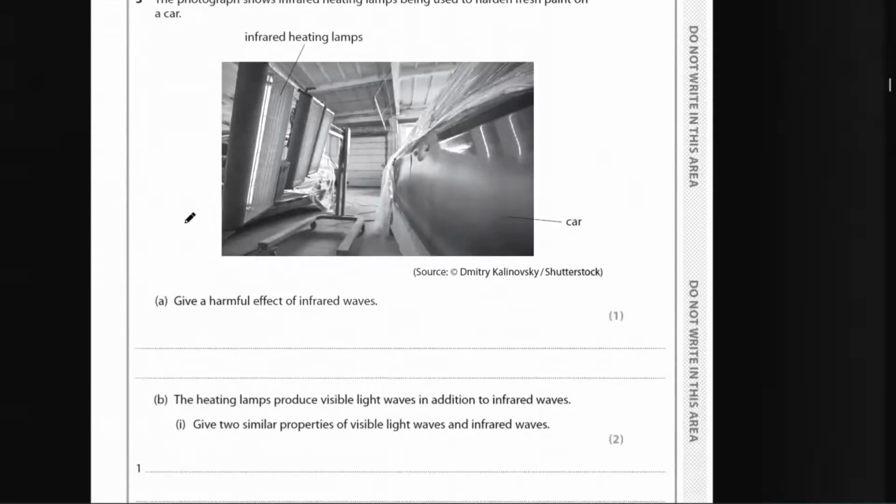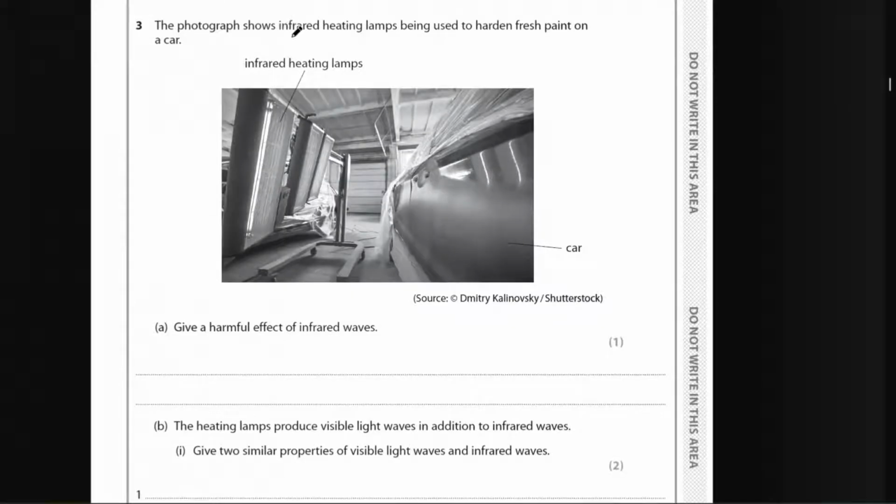Now let's move on to number 3. A photograph shows infrared heating lamps being used to harden fresh paint on a car. So infrared heating lamps. Question A, give a harmful effect of infrared waves. So infrared waves can cause skin burns, burns to the eyes, tissue burns. So we can just say infrared waves cause skin burns.